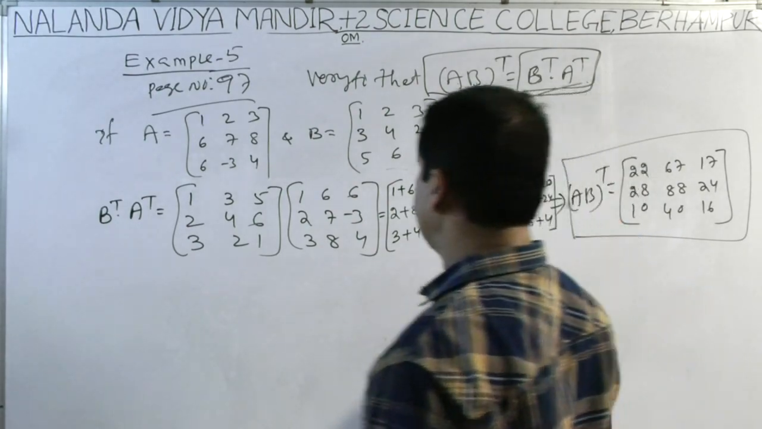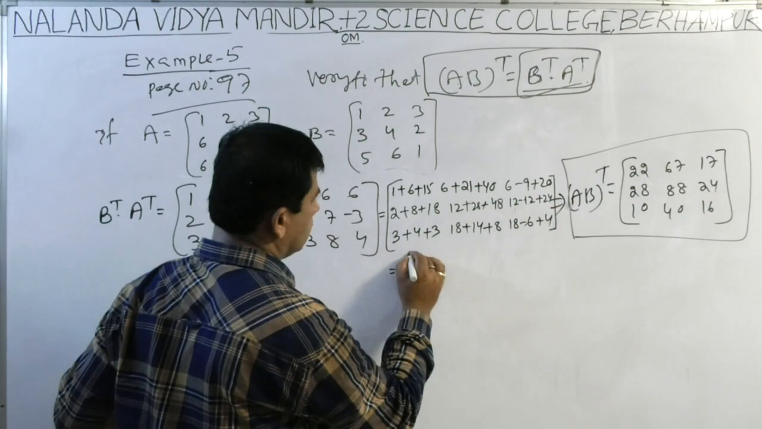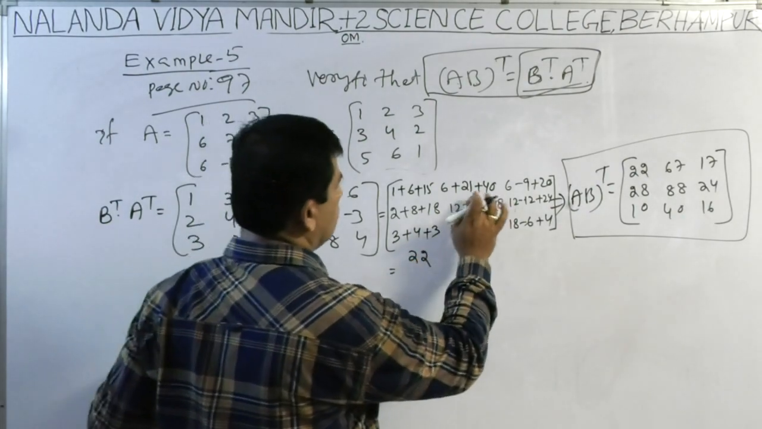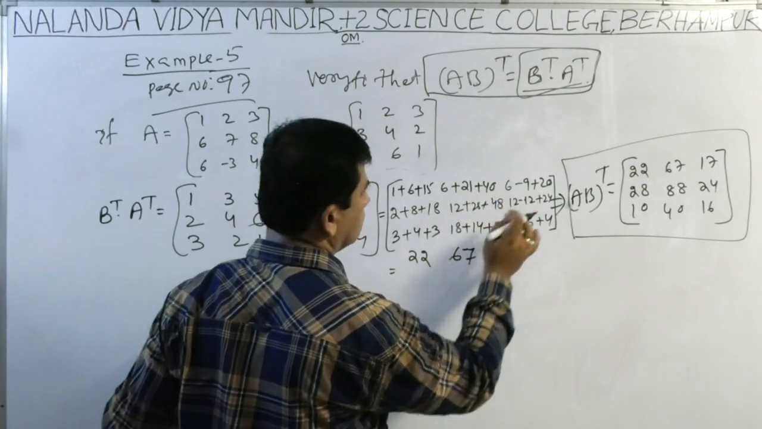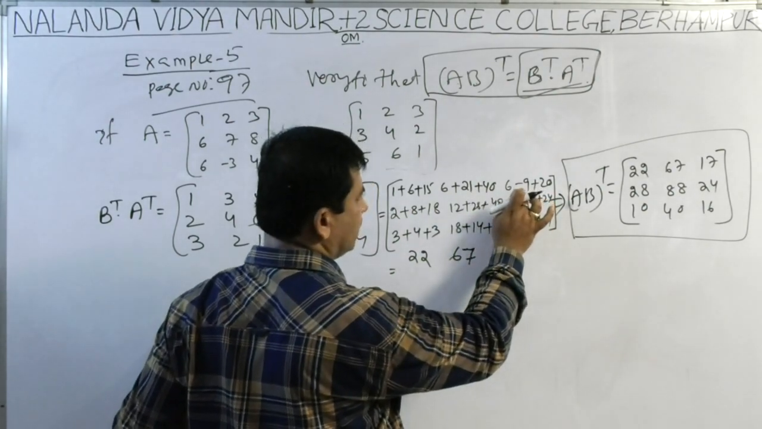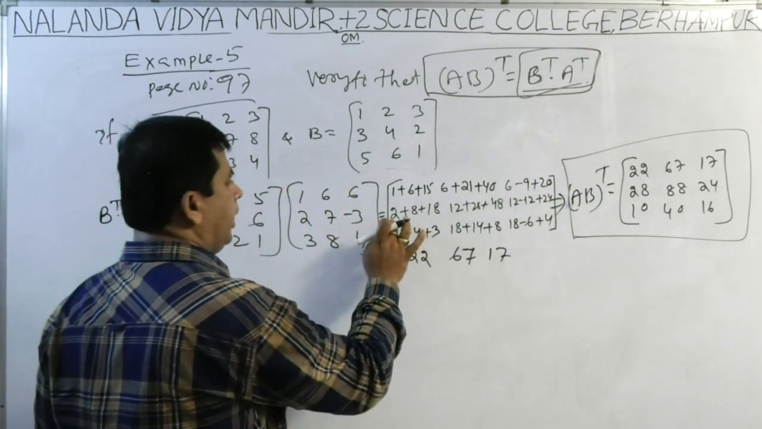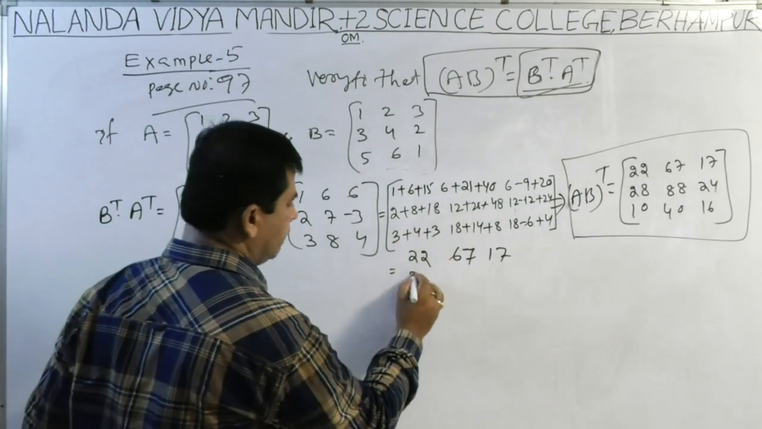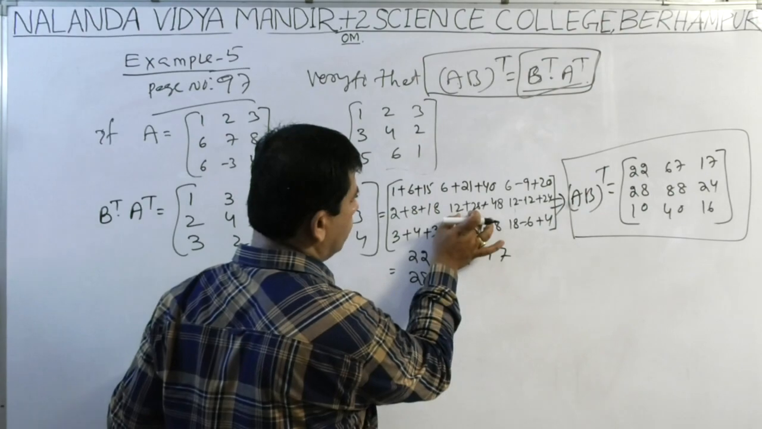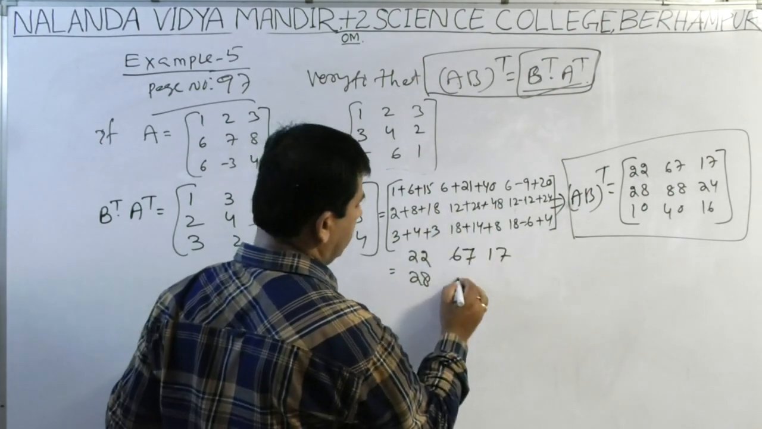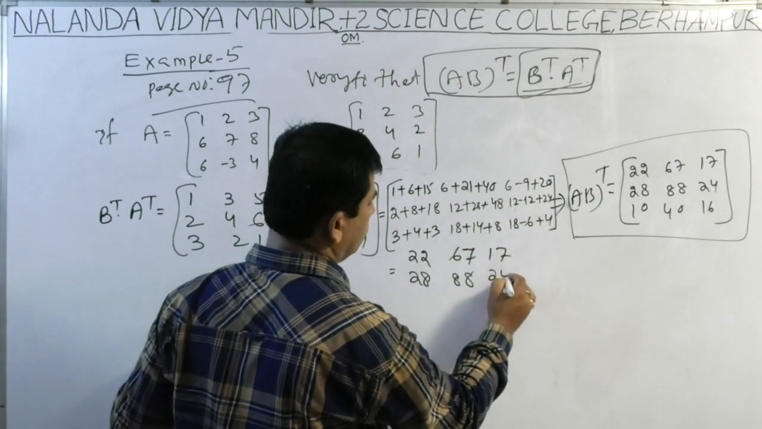This is equal to 15 plus 6 plus 1, 22. 6 plus 1, 7. 4 plus 2, 6. 6 minus 9 minus 3 plus 20, that is equal to 17. 8 plus 2, 10 plus 18, that is 28. 12 plus 28, that is 40 plus 48, 88. 12 minus 12, 0 plus 24, that is equal to 24.